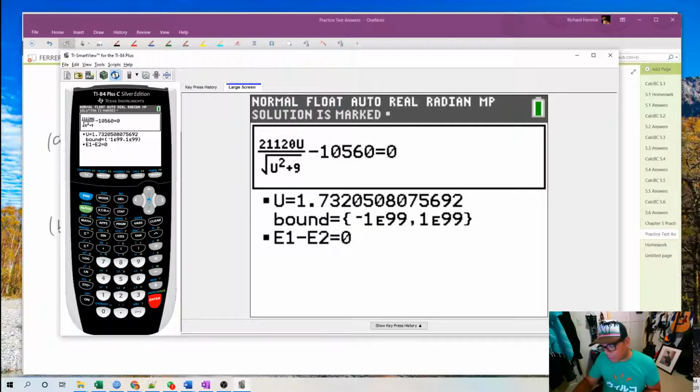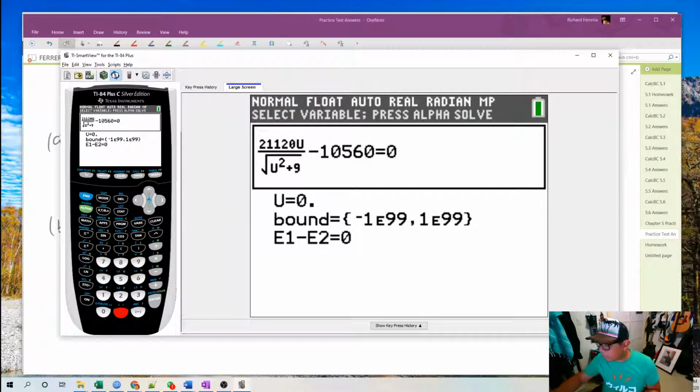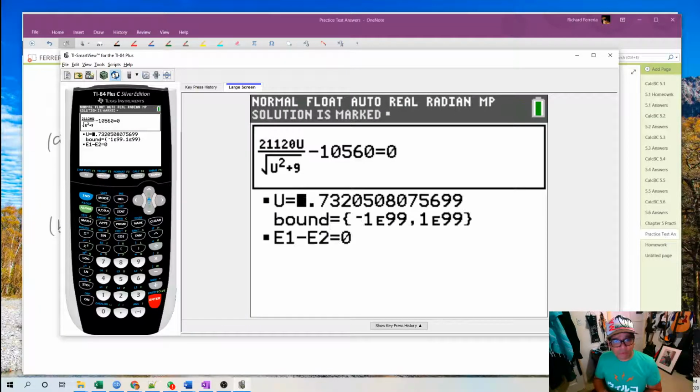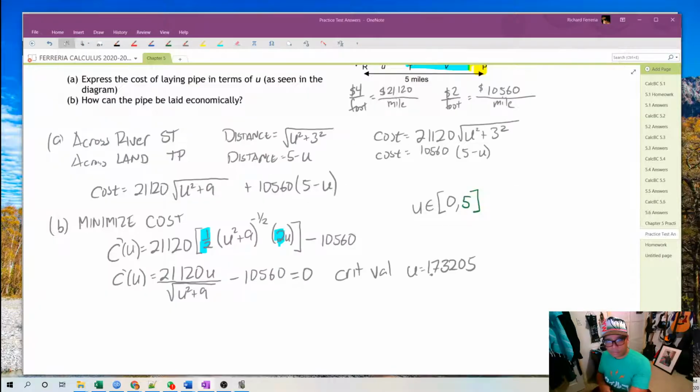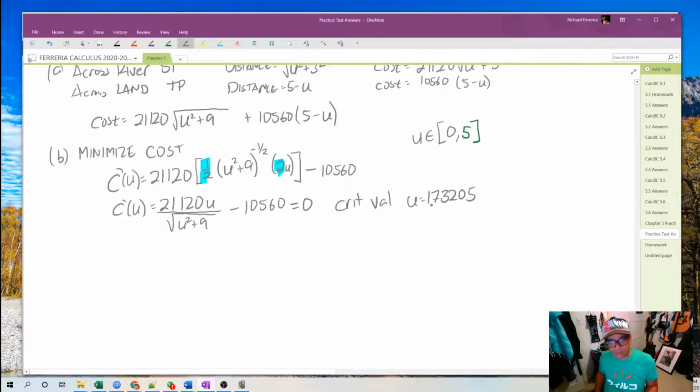Let's go the other direction. What about if we check near 0.1? Maybe there's another critical value. No, we get right to that 1.732. So this is indicative. If every time we try a number, we go right to 1.732, that's probably going to be our only critical value. So with our critical value, we're going to set up our candidate test.